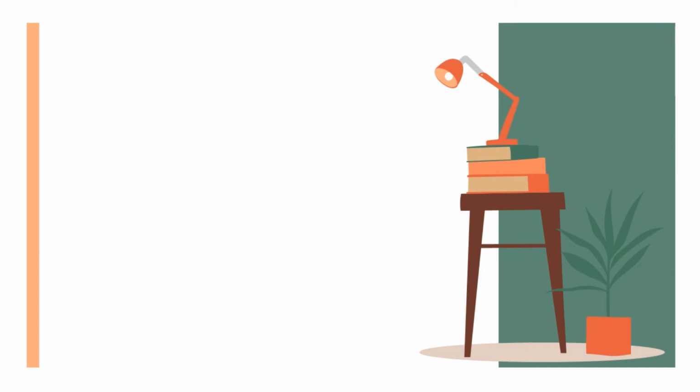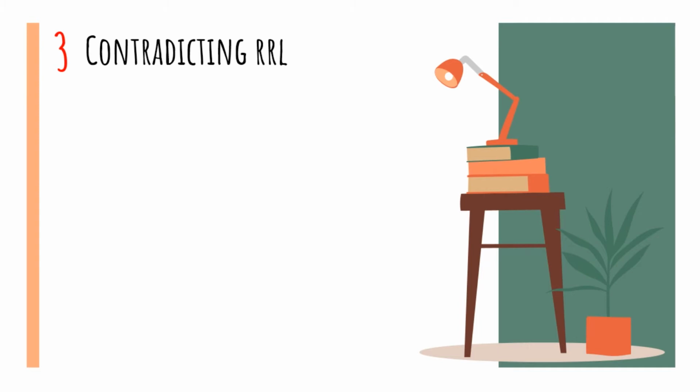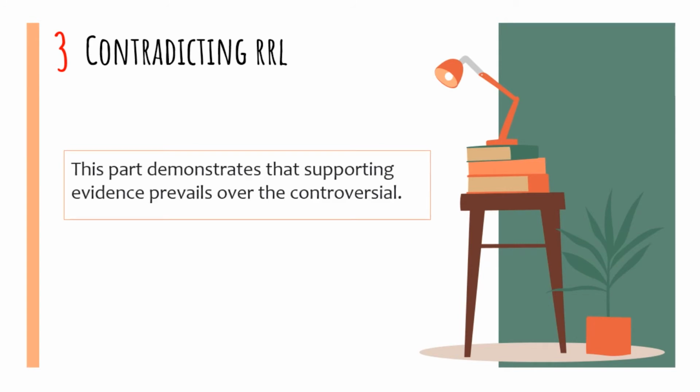If we have supporting RRL, we must as well include contradicting RRL. As you are searching for the relevant information related to your topic, you cannot escape coming across controversial evidence to your subject. Do not ever neglect it. Your primary aim is to demonstrate that supporting evidence prevails over the controversial.